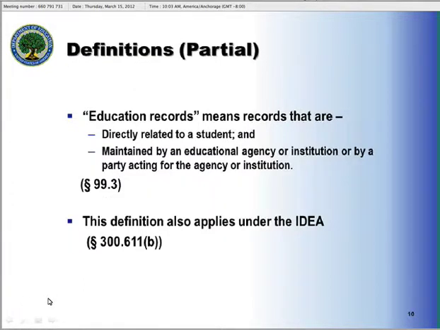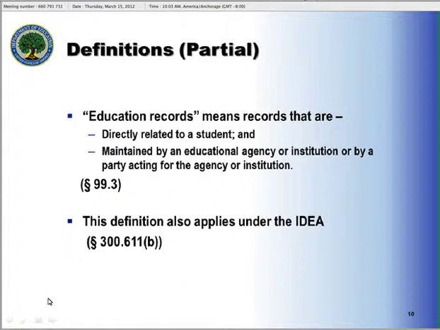Before we get into discussing some of the definitions of FERPA and IDEA, let me ask you, Ellen, to explain the general applicability of FERPA. To which schools does FERPA apply? I'm glad you asked that, Darren, as I think it's important to understand the applicability of FERPA, especially in the context of providing services to children with disabilities under the IDEA.